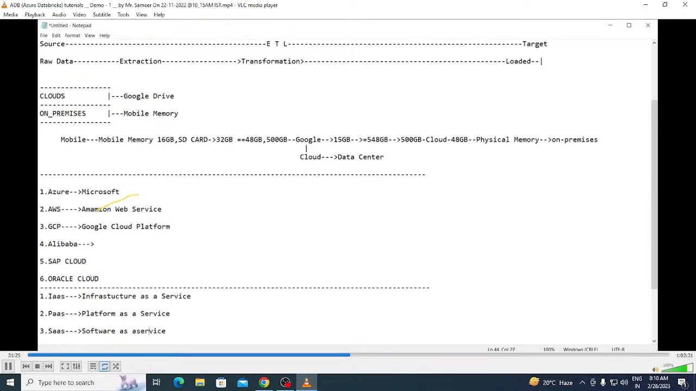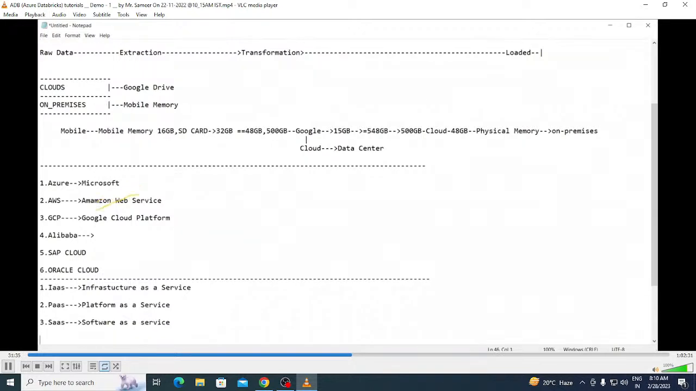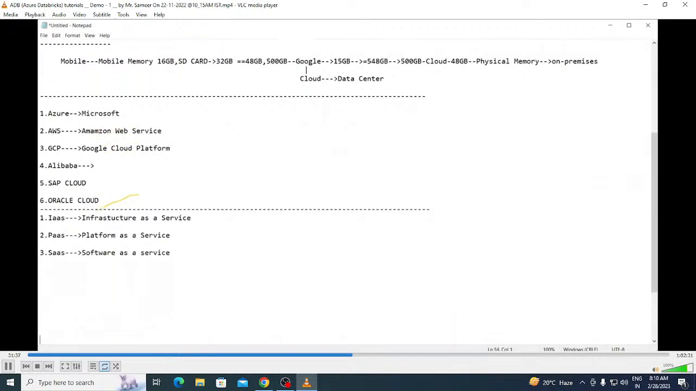Software as a service. Guys, these are the three different services provided by the cloud providers. That means IaaS, PaaS, and SaaS as a service. These are the three categories of services provided by the cloud providers. Getting my point? So now, the entire cloud service is classified or built according to these categories, IaaS, PaaS, and SaaS.